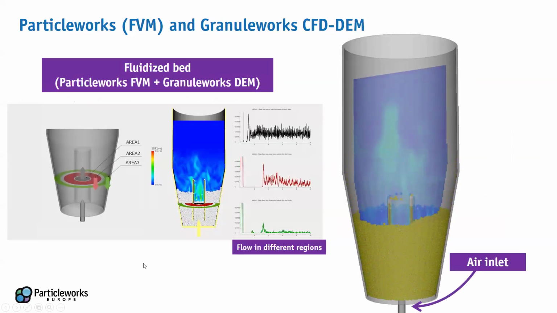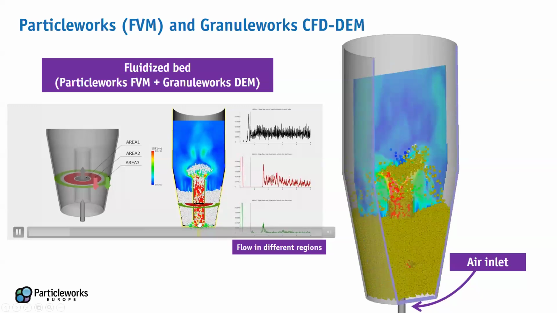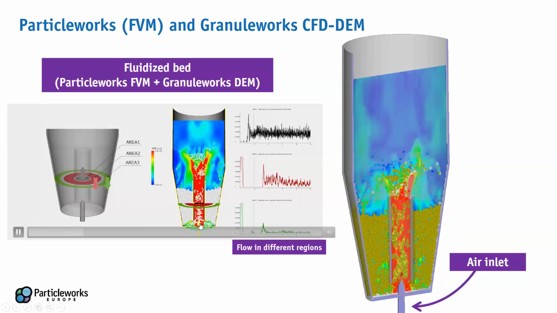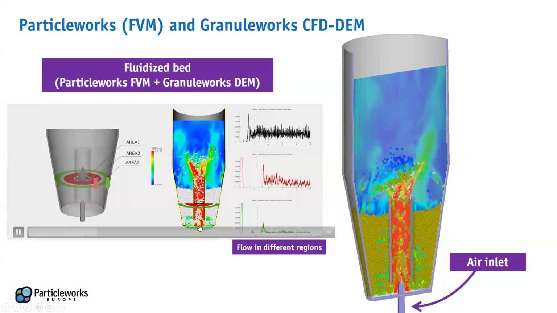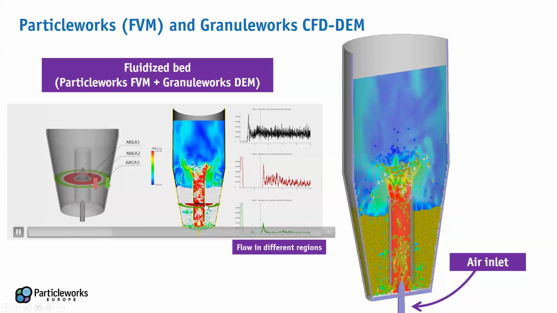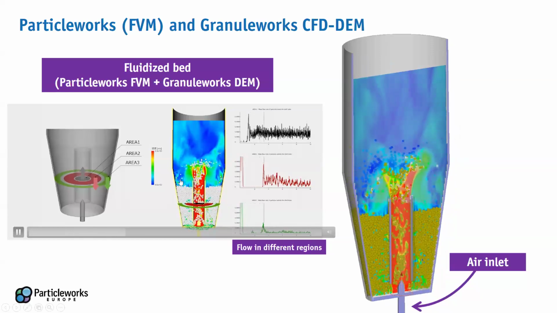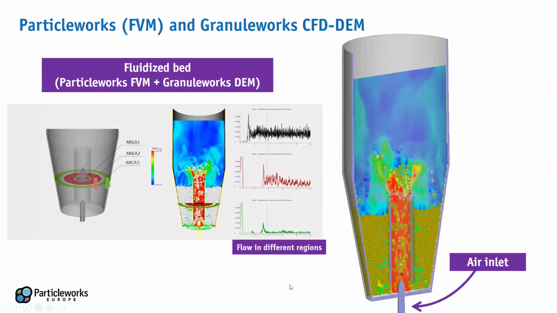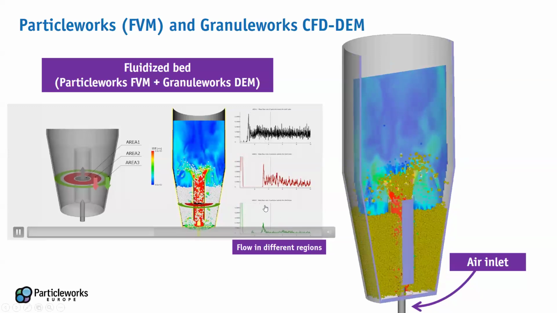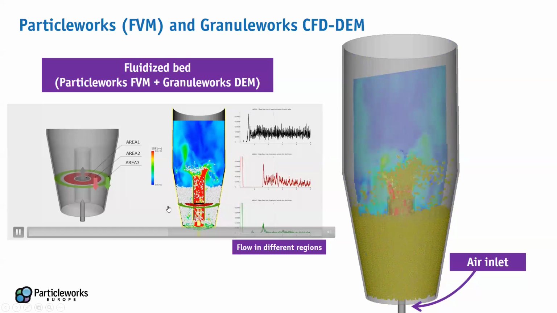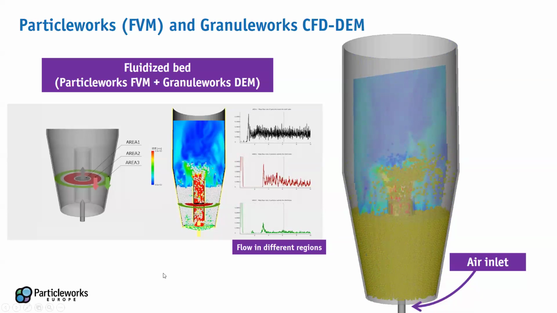And of course, this can be applied to a fluidized bed, for instance. The idea is that we have a powder bed and an air inlet at the bottom that moves the powders around. And you can see here one output could be to monitor the flow of particles at different locations of the fluidized bed. Again, all of this is in one interface, all meshless, very easy to set up for the user.